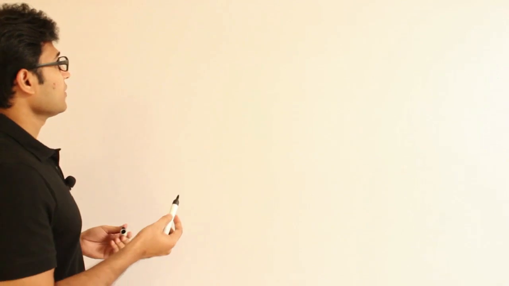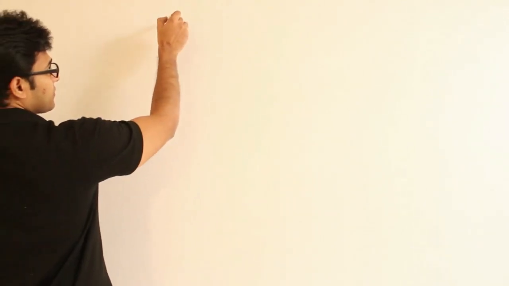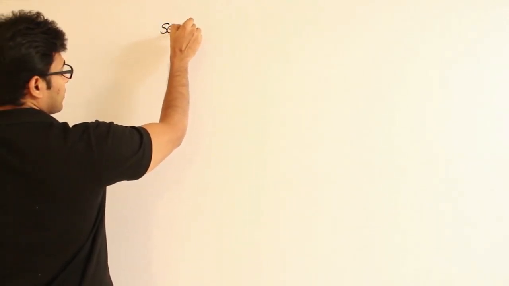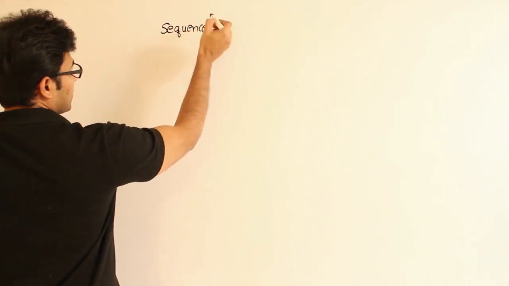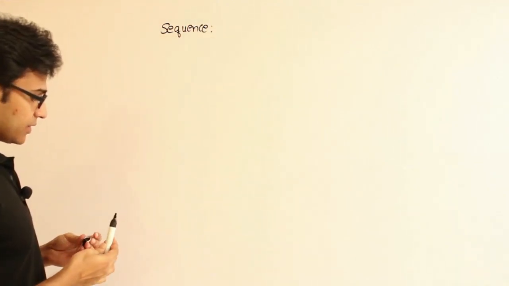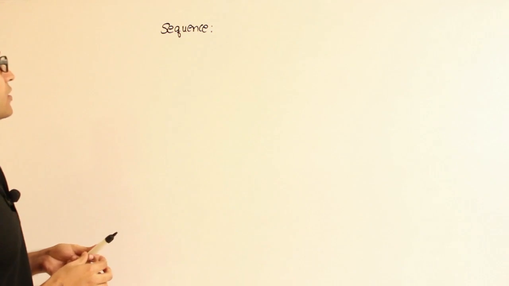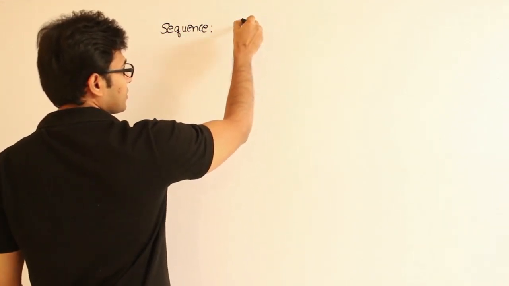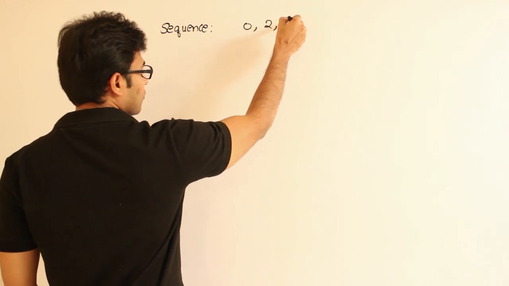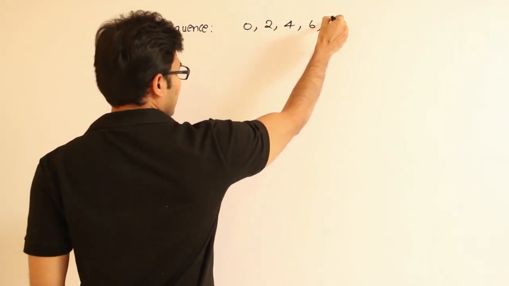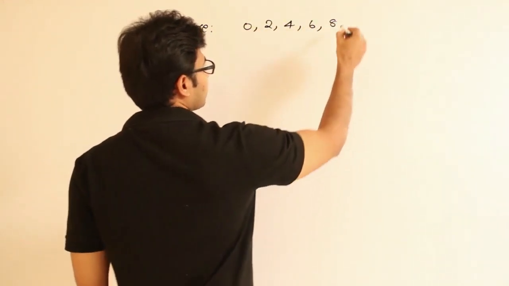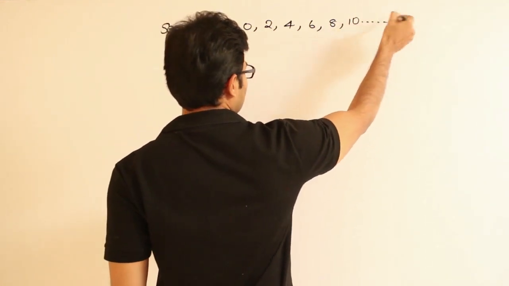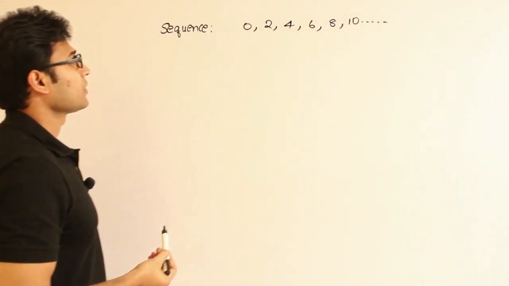Now let's get used to the terminology that we use in these questions. First thing is, we have something called a sequence. So a sequence is nothing but any order in which you write numbers, right? Let us say, I'm just taking an example, 0, 2, 4, 6, 8, 10, and so on. It is a sequence, right?